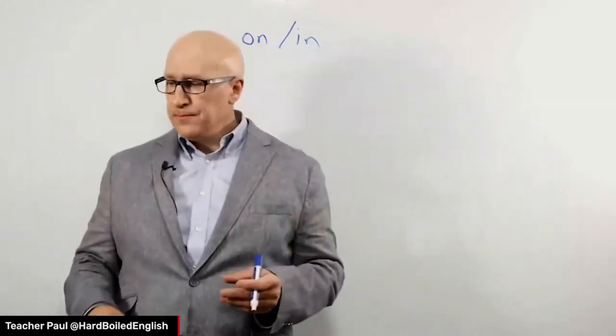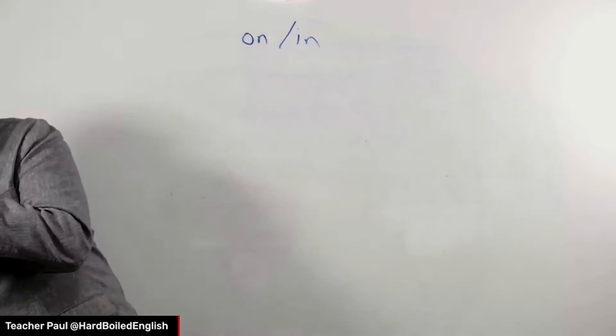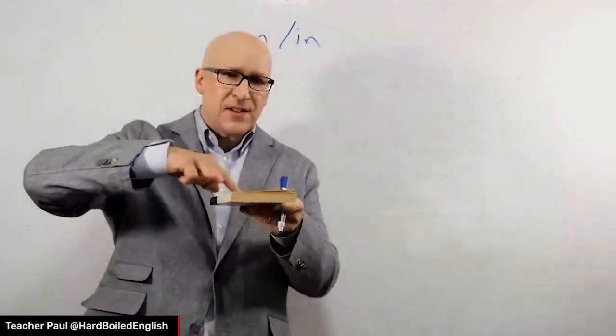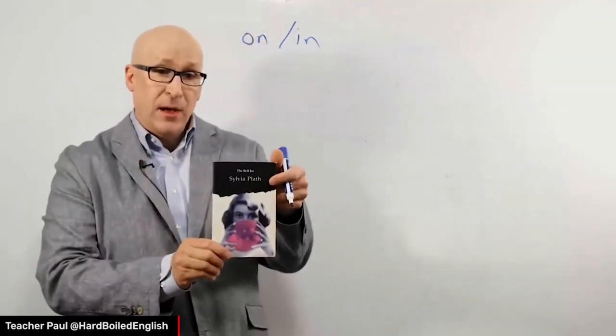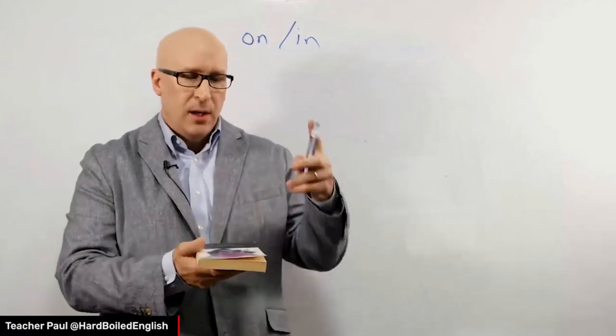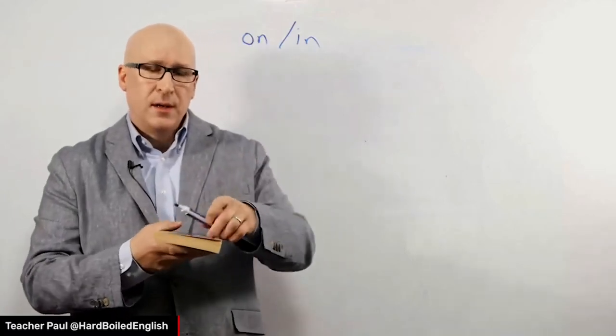On is a little different in English. On relates to a flat surface. Excuse me. A flat surface, like a book cover. The Bell Jar by Sylvia Plath, great book. The pen is now on this.